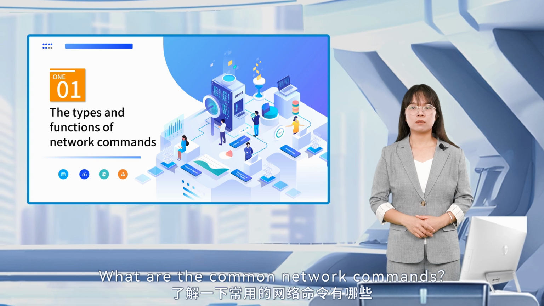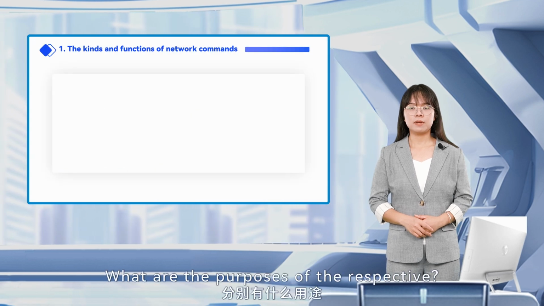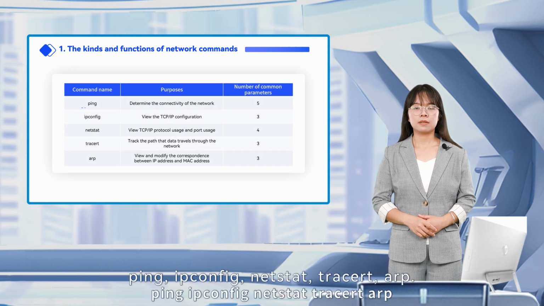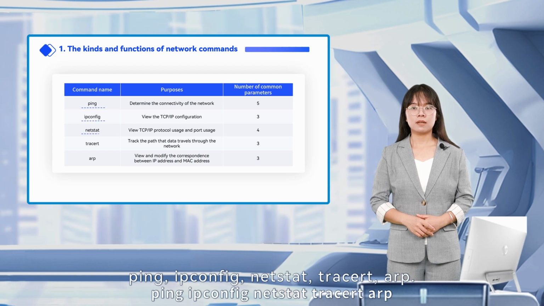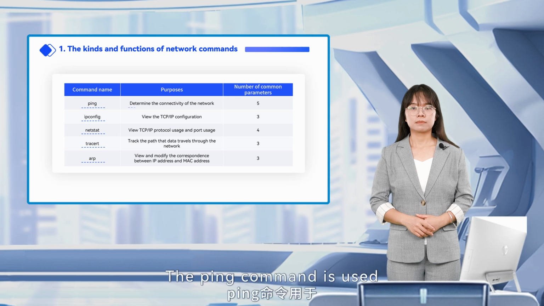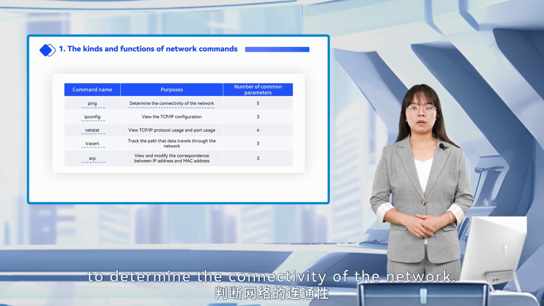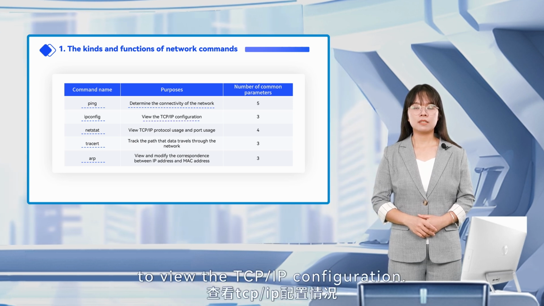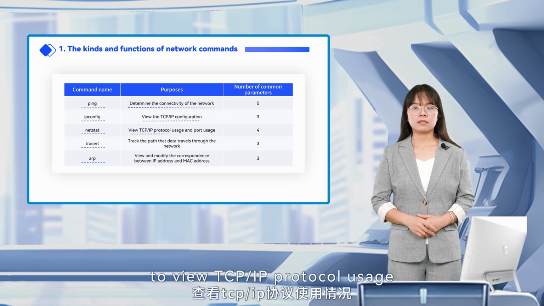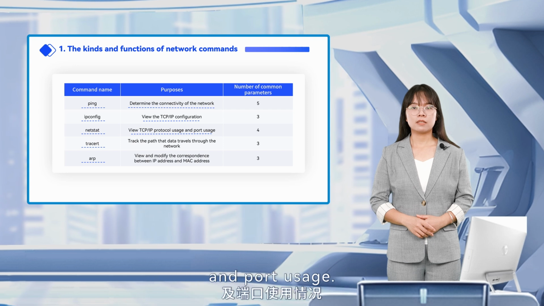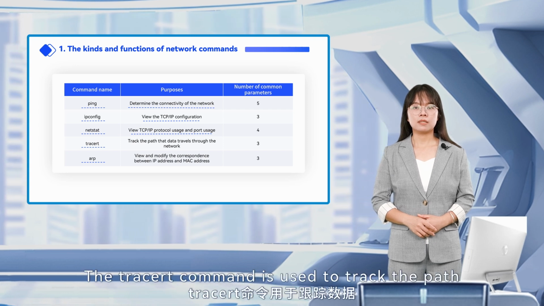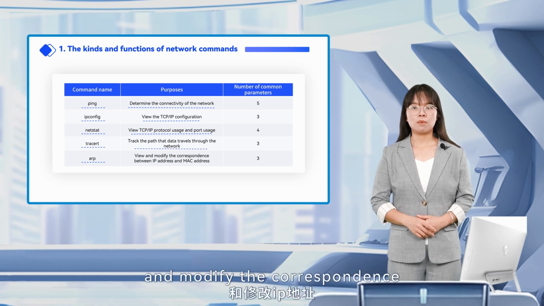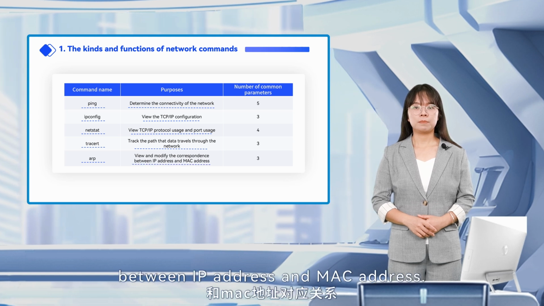What are the common network commands? What are the purposes of the respective commands? Common network commands include the following: ping, IP configuration, netstat, tracert, ARP. The ping command is used to determine the connectivity of the network. The IP configuration command is used to view the TCP or IP configuration. The netstat command is used to view TCP or IP protocol usage and port usage. The tracert command is used to track the path that data travels through the network. The ARP command is used to view and modify the correspondence between IP address and MAC address.